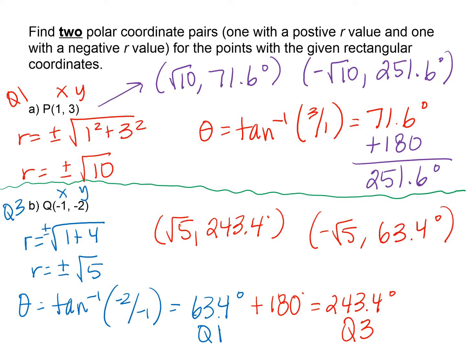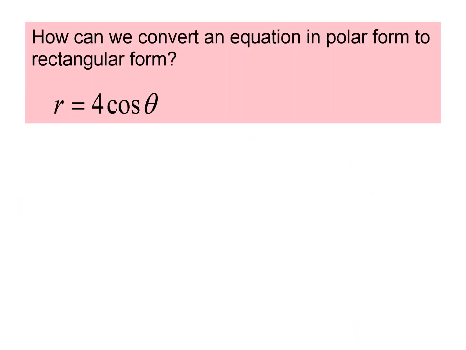So we focused on coordinates, coordinates, coordinates, and now we're going to switch into equations, but using everything that you just learned. So it says, how can we convert an equation in polar form to rectangular form? So we've got r equals 4 cosine theta. And again, we've got to change this into terms of x and y.